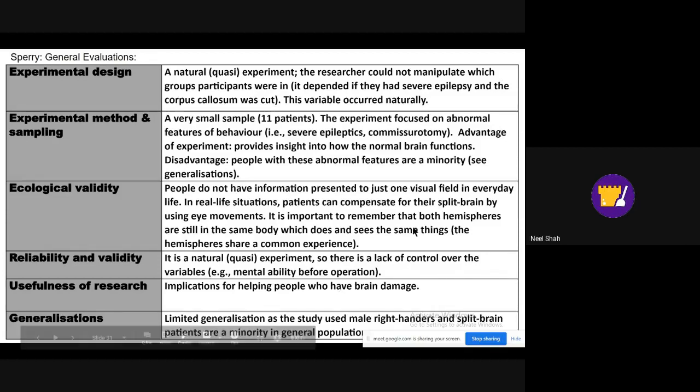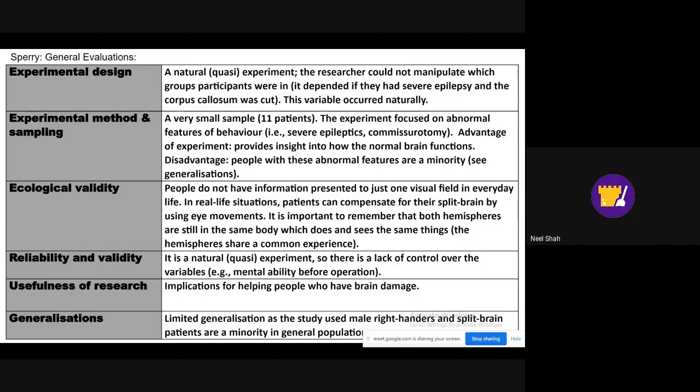So both hemispheres are still in the same body, which do and see the same things. So in this sense, maybe there's a problem of ecological validity. Is it reliable? It's a natural experiment, so maybe we can't control all of the variables, right? So what was their mental ability before the operation? But at the same time, they were doing all the same tests. So that was controlled at least.